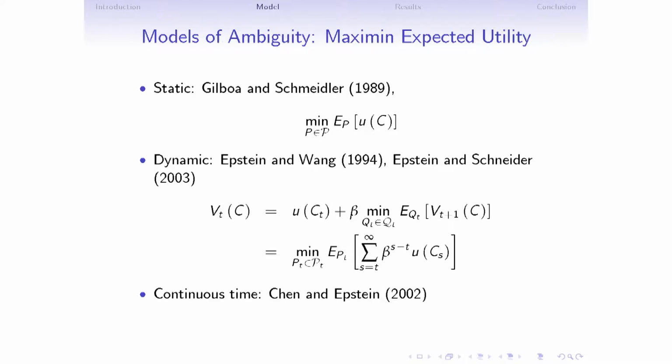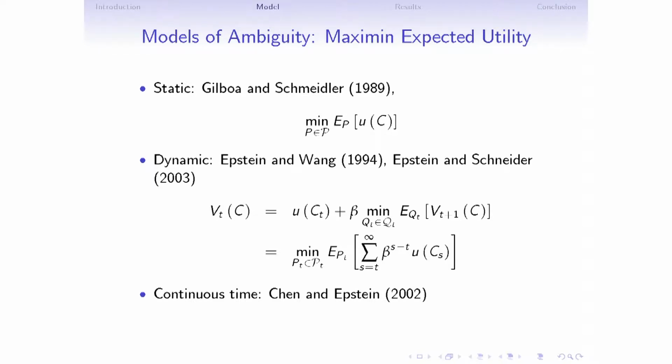You set up the model recursively. That's the current utility, and then your continuation utility. You take the minimum over this set of beliefs. It's one step ahead. However, this model has a gap, in the sense that this is one step ahead. You want to think about whether you have a set of priors over the full state space, and this gap is closed by Martin here.